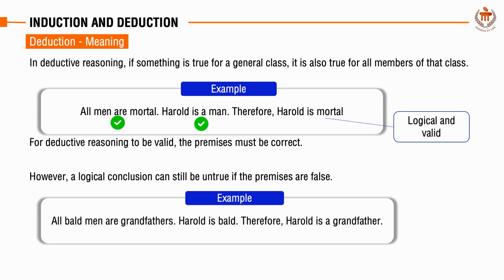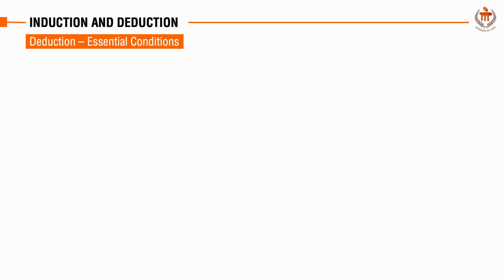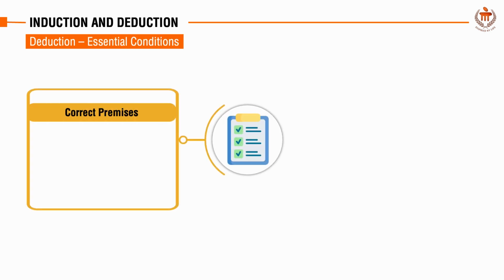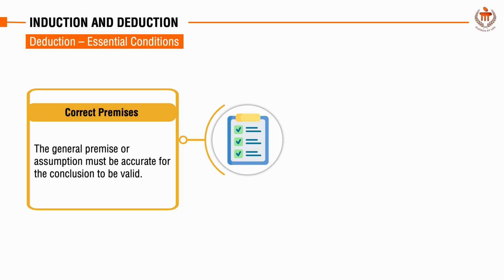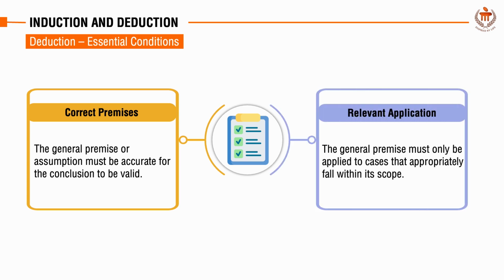For example, all bald men are grandfathers. Harold is bald, therefore Harold is a grandfather. Although the reasoning is logically valid, the conclusion is untrue because the initial premise is incorrect. The essential conditions of deduction are correct premises: the general premise or assumption must be accurate for the conclusion to be valid. Relevant application: the general premise must only be applied to cases that appropriately fall within its scope.